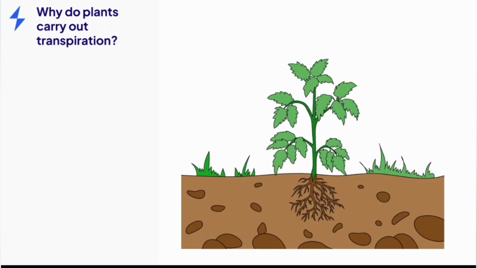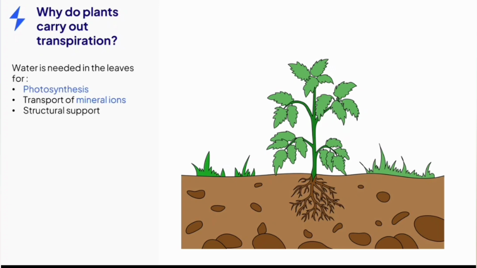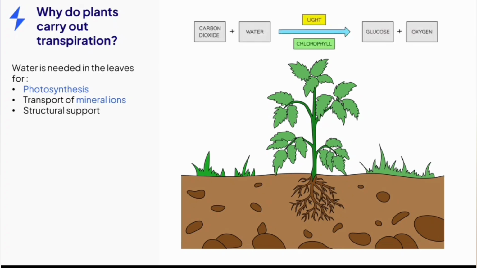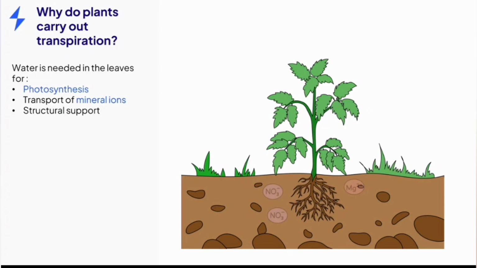It seems odd that plants would go to all the trouble of transporting water from the soil to the leaves, only for it to be lost in transpiration. But there are important reasons why plants need to move water around. First of all, remember that water is a reactant in the process of photosynthesis, reacting with carbon dioxide to produce glucose and oxygen. Secondly, plants need minerals such as nitrates and magnesium ions, and these mineral ions are moved around the plant dissolved in water.